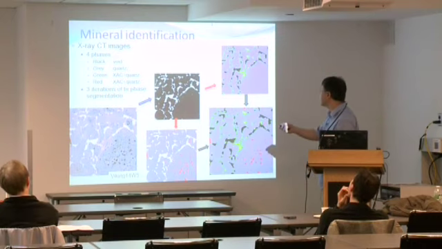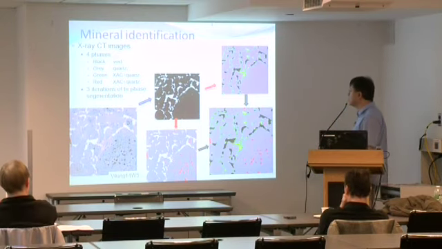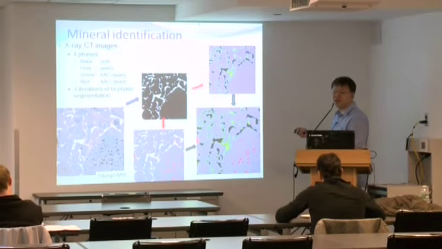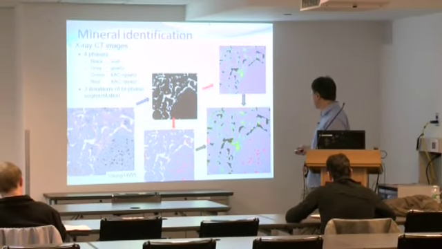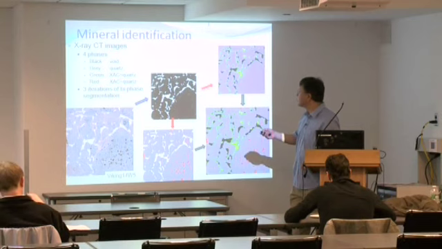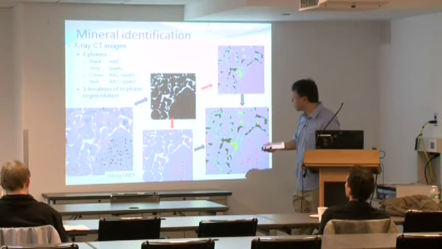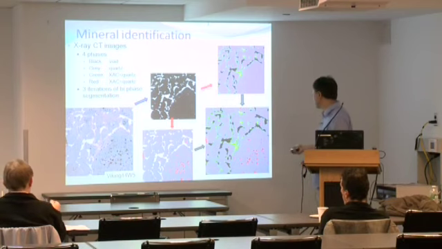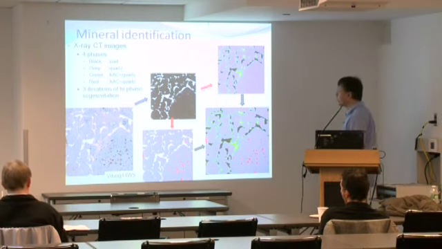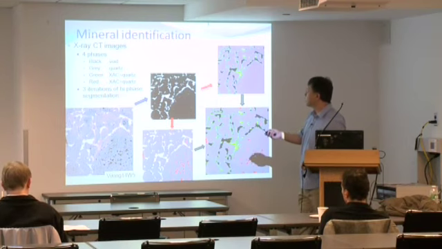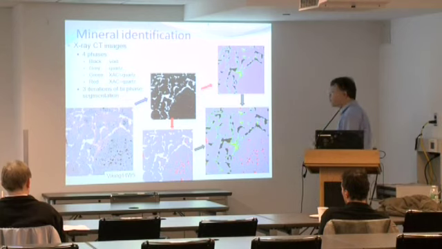And then the green phase represents the minerals of X-ray attenuation coefficient less than quartz. And then the red phase represents minerals of X-ray attenuation coefficient greater than quartz. So here the dark grains are segmented to red phase. So we apply 3 iterations of the biphase segmentation like this to have this 4-phase image.